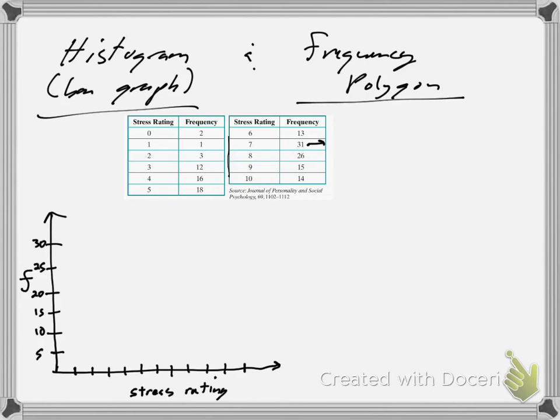so I'm going to first create a bar. So who had a stress rating of 0? Well, 2 people had a stress rating of 0, so I make a bar that's about 2 high. Who had a stress rating of 1? Looks like 1 person, so I'll create a little bar that's 1 high. 2, 3, a 3 was about right there, let's say. Not quite 5. And then we go to 3, the stress rating. And we're up to 12 now. It's a little above 10 here.